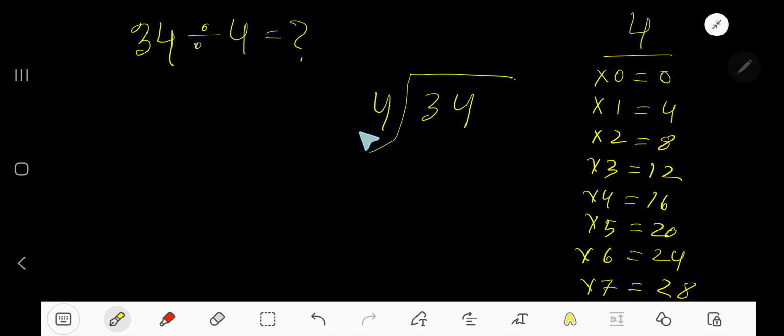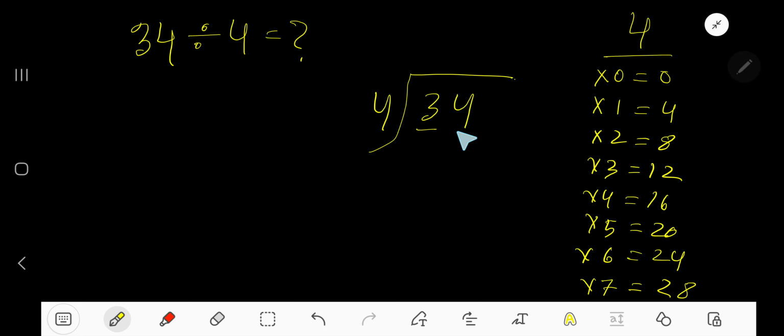34 divided by 4. Here 4 is a divisor, so we need the multiplication table of 4. 4 times 0 is 0, 4 times 1 is 4, 4 times 2 is 8, 4 times 3 is 12. To find the multiplication table of 4, just add 4 to the previous step. 0 plus 4 is 4, 4 plus 4 is 8, 8 plus 4 is 12, 12 plus 4 is 16, 16 plus 4 is 20.